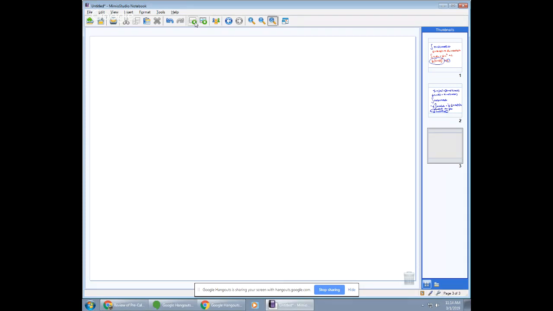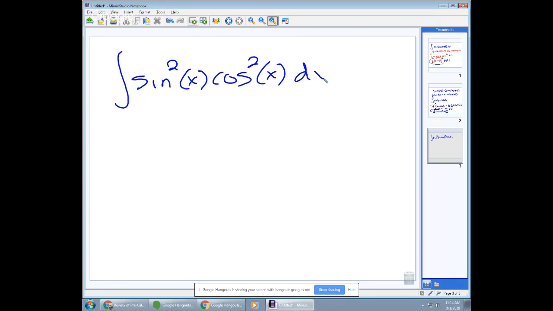How about, well, this was a cute one. The integral of the sine squared of x times the cosine squared of x. Now, with the first problem we did, it was nice to say, hey, let's let u be the sine, because then du would be the cosine. But the problem is I don't have a single cosine chilling out here. I have a cosine squared.